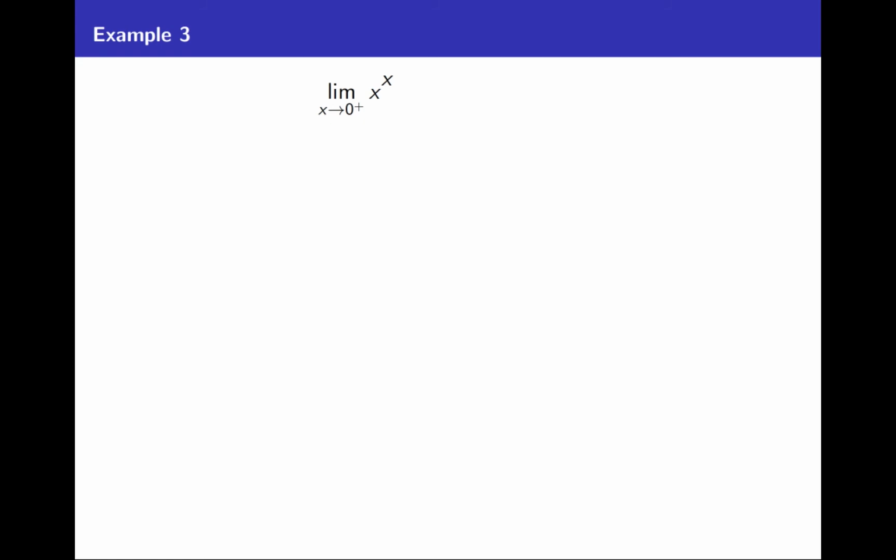Example 3. Limit as x goes to 0 from the right of x to the power of x. It's pretty clear what indeterminate form this is. It's 0 to the power of 0. That's our last of the 3 new indeterminate forms. Let's apply our trick to this limit.